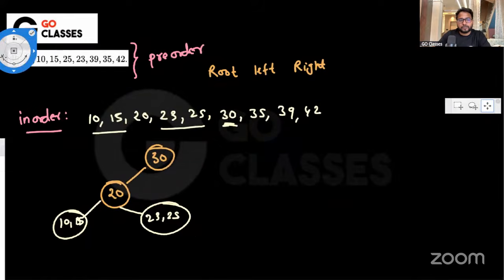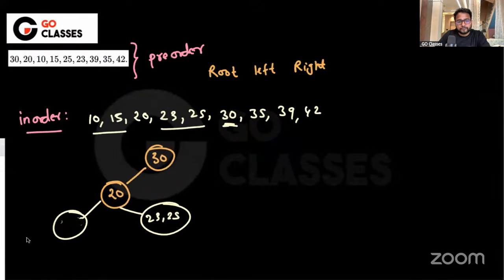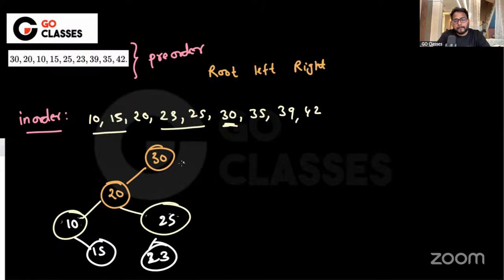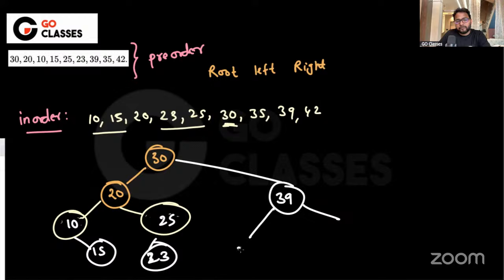So basically, I think you can solve this question, right? So 10 will be coming here, and 15. Among 23 and 25, 25 is the root, so 25 will be coming here, and 23 will be coming here, right? Okay. On the right hand side, this will be 35, 39, 42. Among this 35, 39, 42, which one is the root? 39 is the root, so 39 will be coming here. Okay, and then 35 and 42. So 35 is here and 42 is here. So this is the tree that we have got.